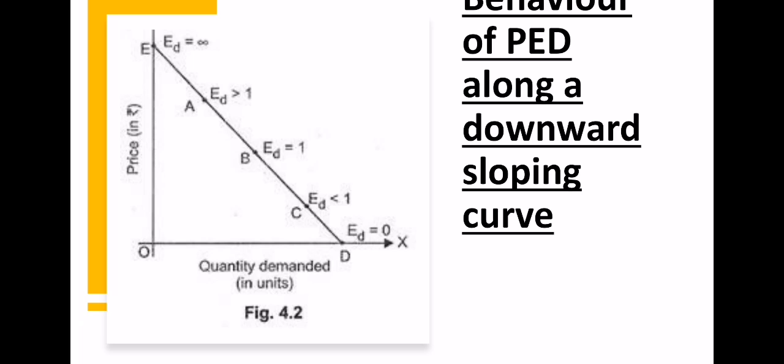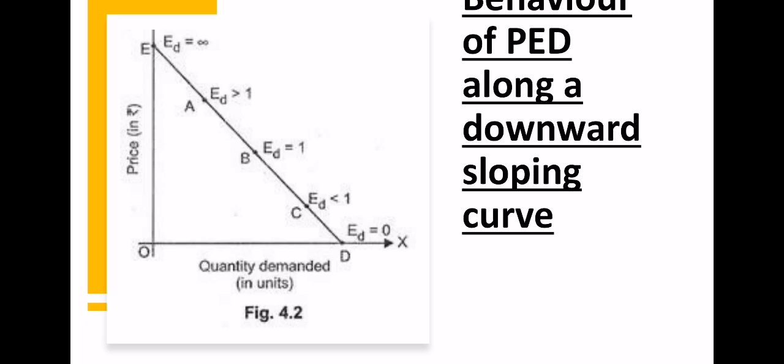Now we learned about different types of elasticities, and in 3 of those we learned that the PED remains constant throughout. That was the perfectly elastic, perfectly inelastic, and the unitary elastic demand curves. In all those curves, the PED is constant throughout the curve. However, in the other two, that is the relatively elastic and relatively inelastic, the PED along the curve is also changing.